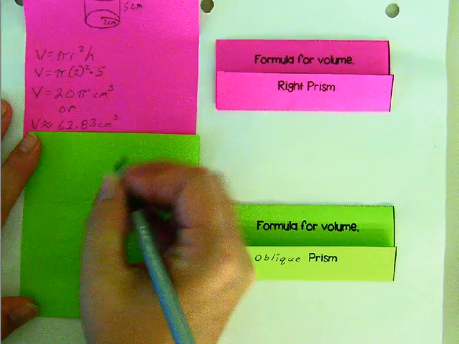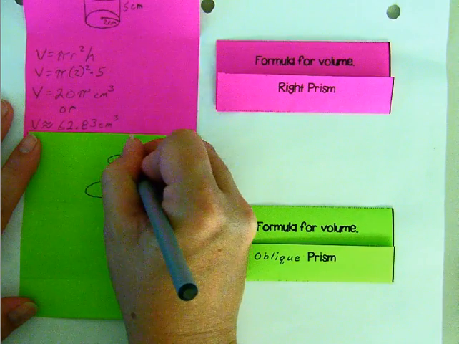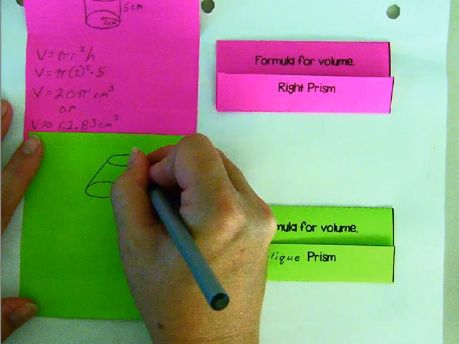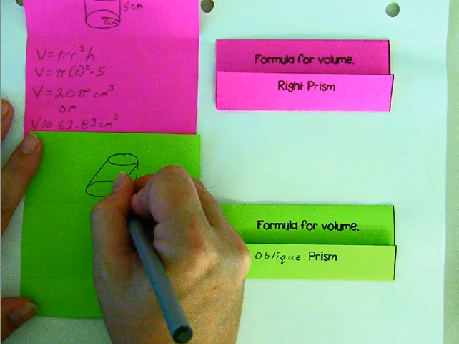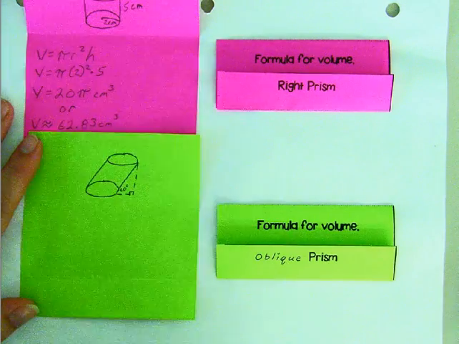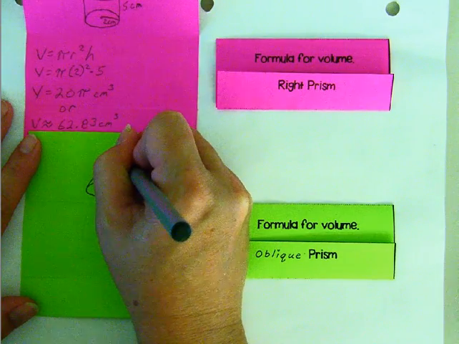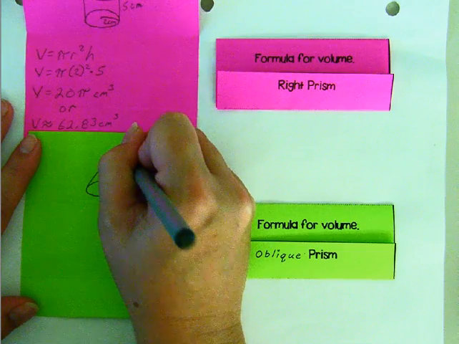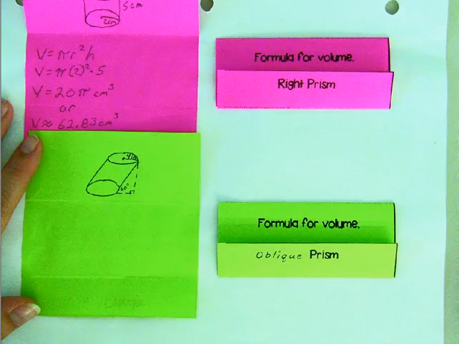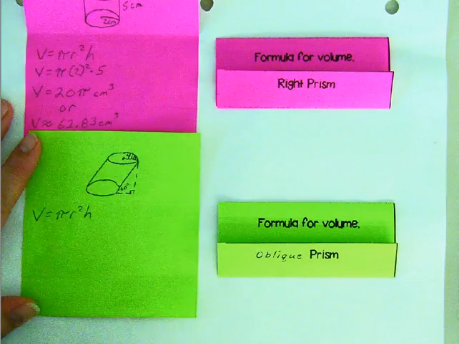So this time, we're going to make an oblique. So we're going to slide him off to the side just a little bit here. And this is going to be a 60-degree angle here. And we'll put my radius is 4 inches. 4 inches there. All right, so volume equals pi r squared h again.